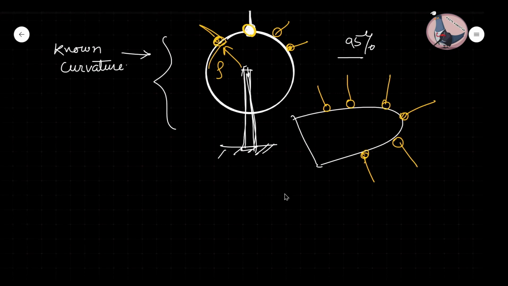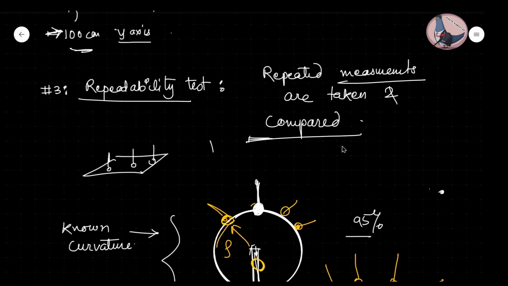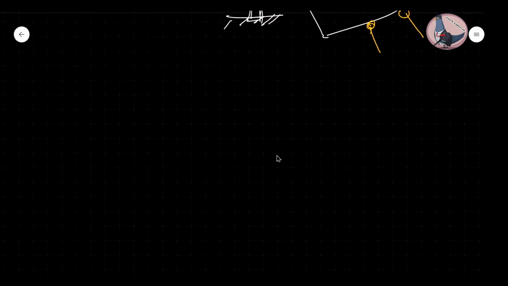Fine. So that's why multiple readings. We take multiple readings, and these readings are taken on a sphere or rings only. Okay. Then there is something called the volumetric performance test.